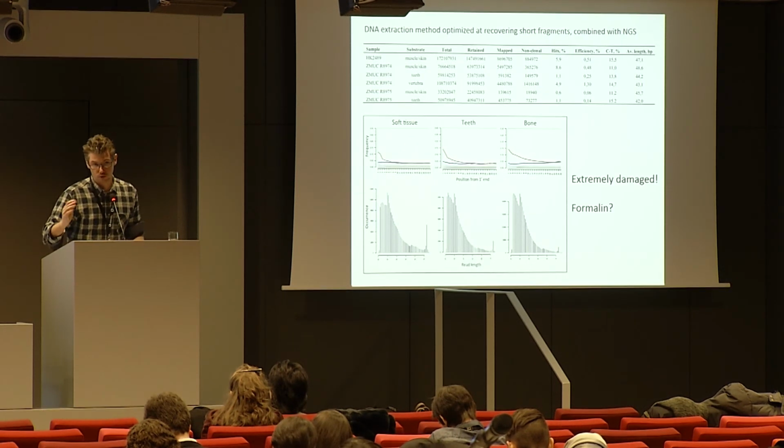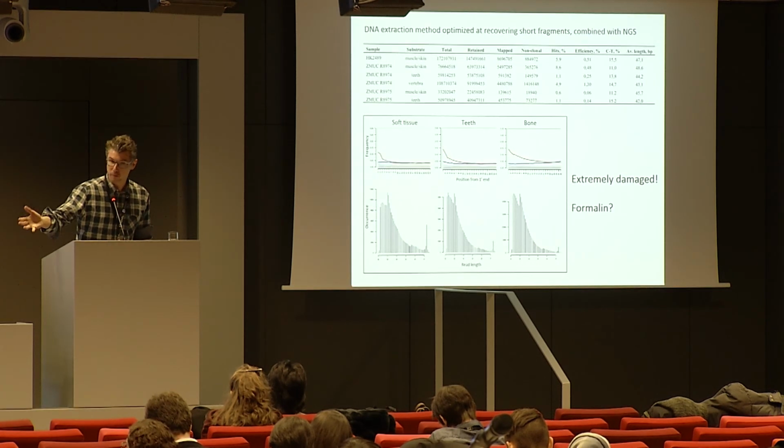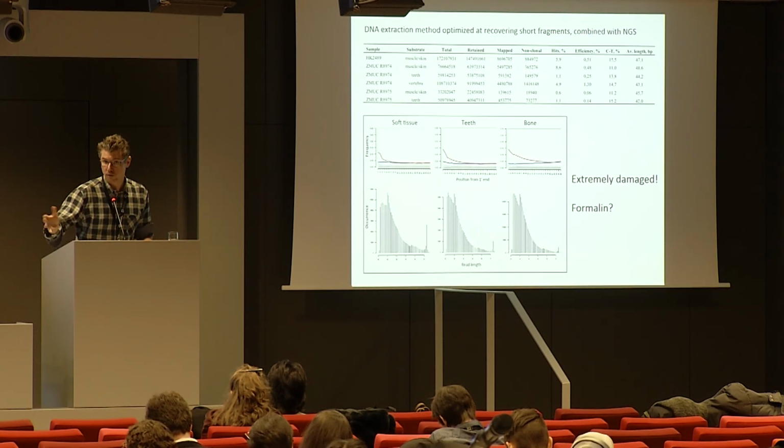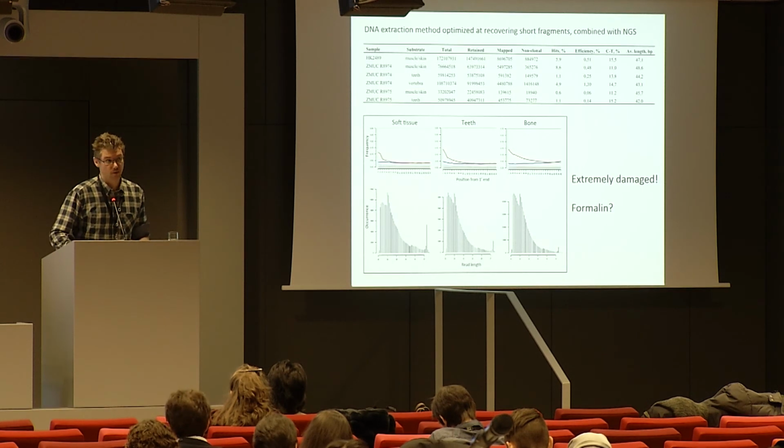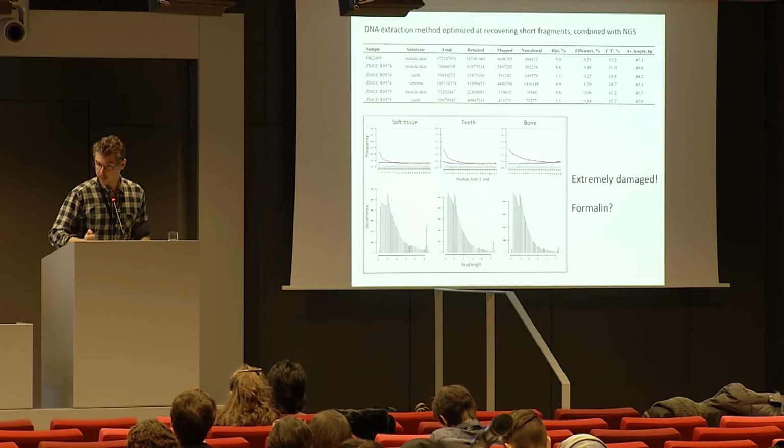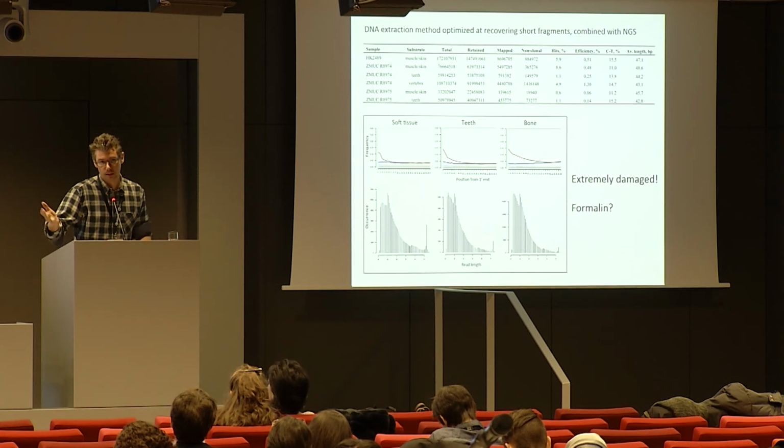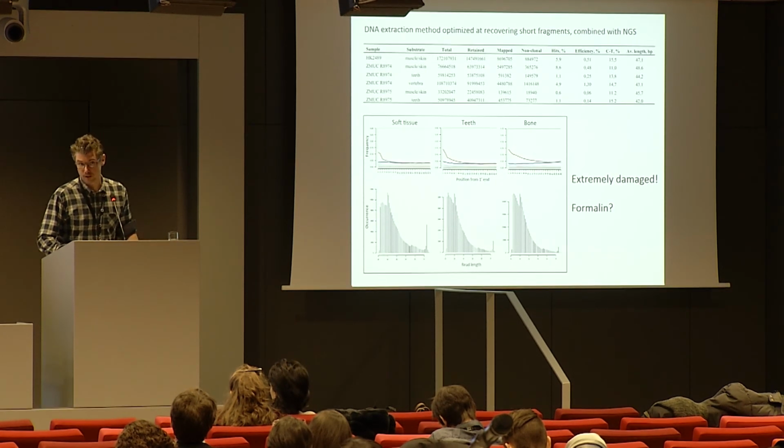Extremely damaged. This could have been ethanol, which is actually not very good for long-term storage. It could also be formalin exposure. We don't really know. A lot of this material has been exposed to formalin in some way, either when killing the animals or when preserving. We don't know for these particular animals, but it's very likely. And formalin is very good for protein preservation, but for DNA preservation, it's very, very bad.